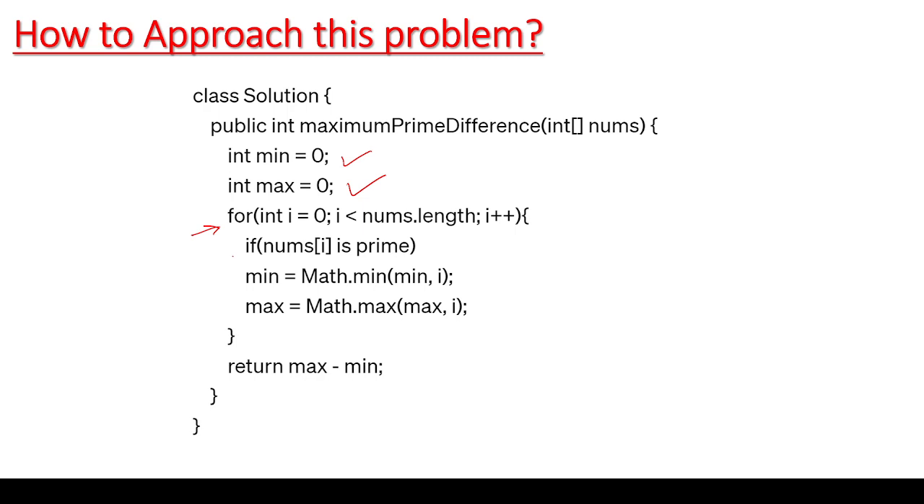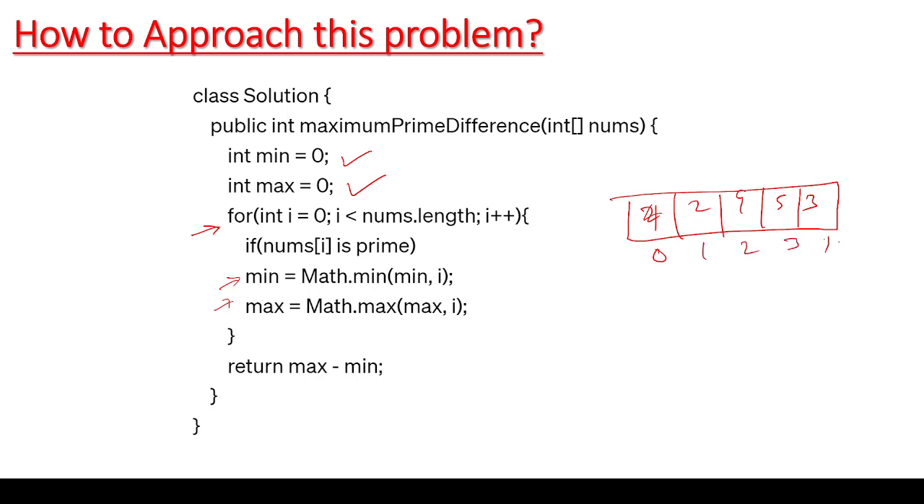If nums[i] is prime, then I will check the minimum and maximum and update them. The minimum starts from index 0, and the maximum will be updated as we move on through the array. Let's suppose previously we had 4 2 9 5 3. These are the values we had, and this is index 0, 1, 2, 3 and 4.